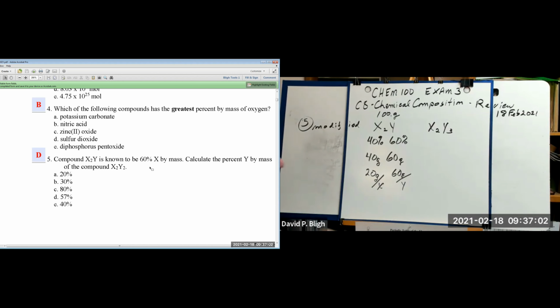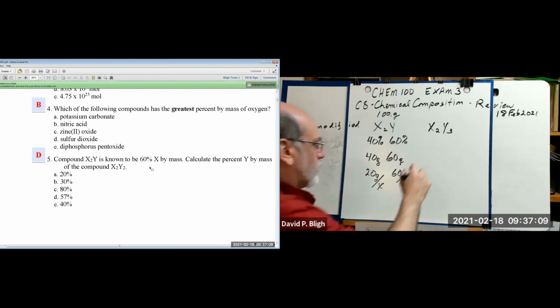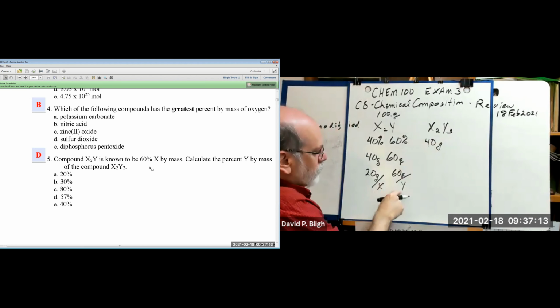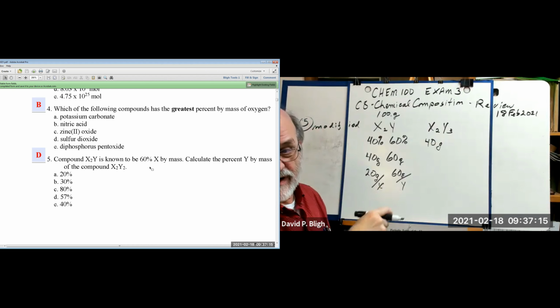Okay. Now we can go over here and say, well, if you've got 2 X's, that means you've got 40 grams. And if you have 3 Ys, that means you have what? 180 grams. 3 times 60.